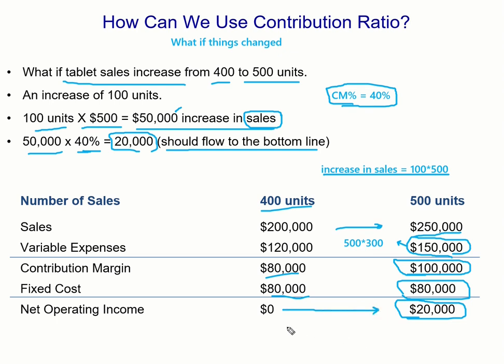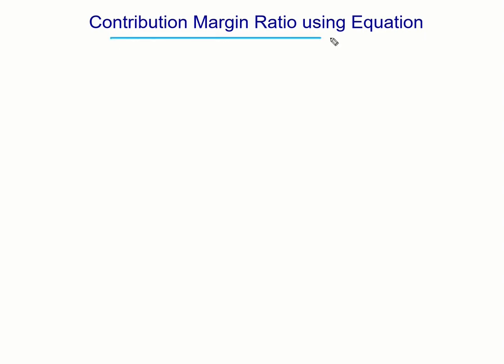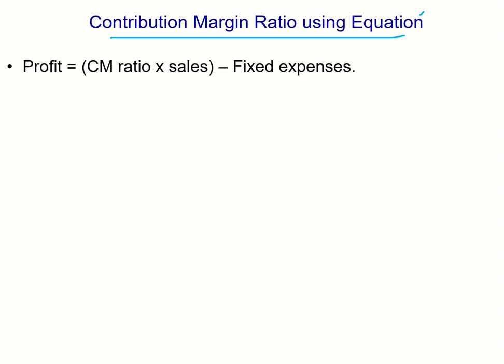And it's basically what we predicted even before we went through this computation. We could also use the contribution margin ratio using what's called an equation. And what is an equation? This is where you need to be very familiar with the contribution margin income statement, because the equation is derived from that. What is the contribution margin income statement? Let's take a look at it one more time.